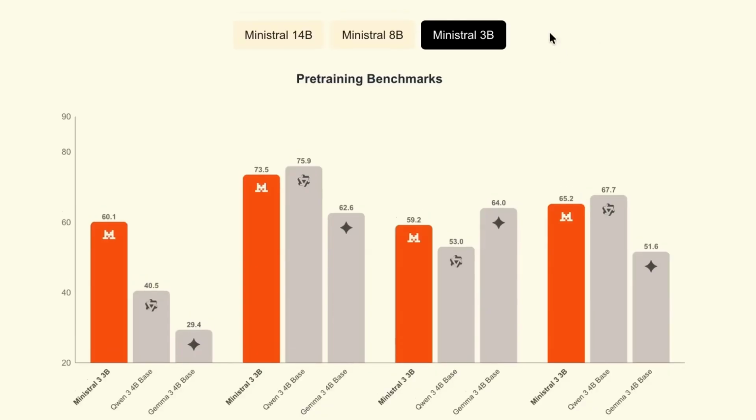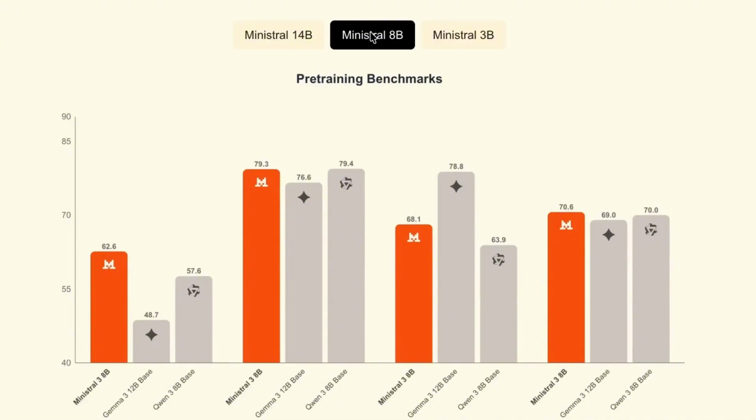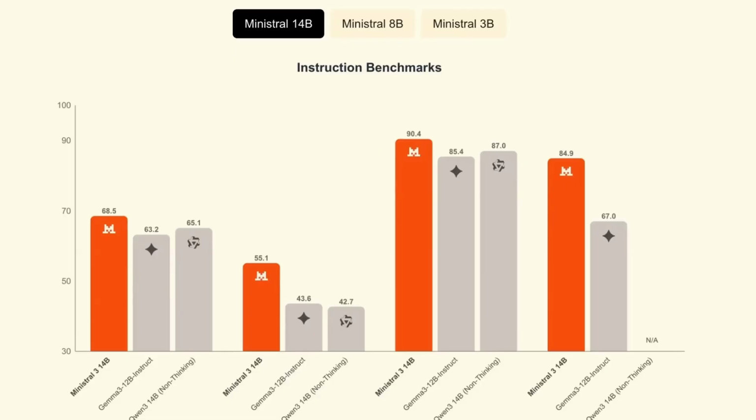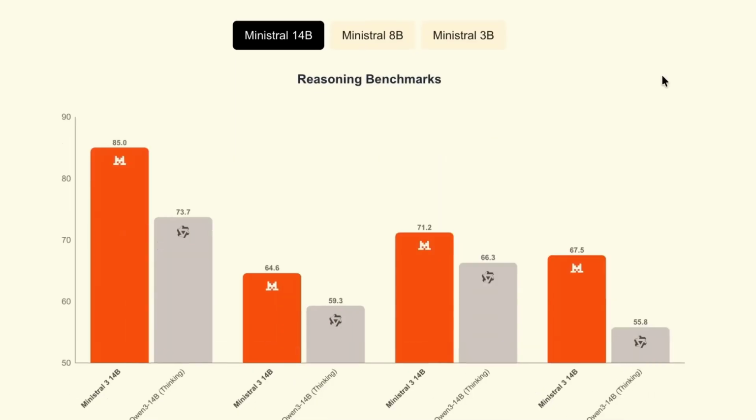So looking at these, we can see that the 3B models are competing with sort of 4B models from the Gemma team, from the Qwen team. The 8B models are also competing with similar sorts of models. And the 14B generally seems to be either on par or just a little bit behind the Qwen 14B model. Although it does seem that the Mistral 14B does better at instruction following than perhaps some of those other models. And the same seems to be true when you look at the reasoning benchmarks in here.